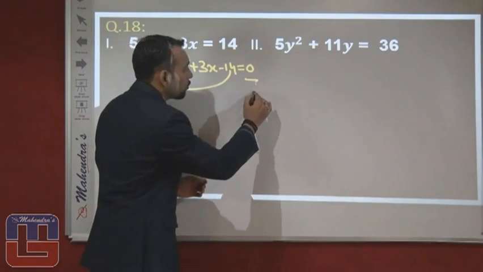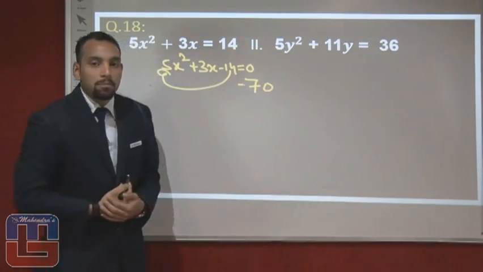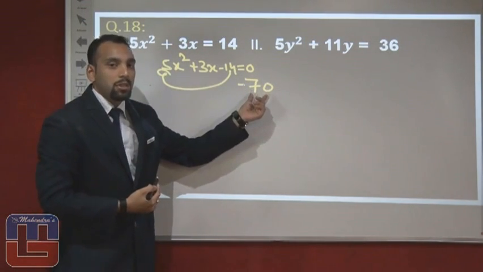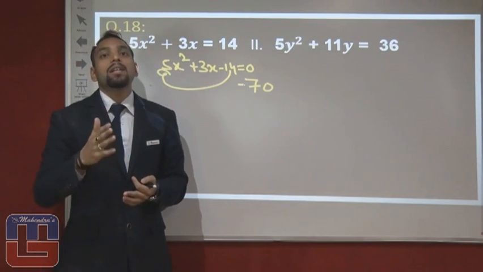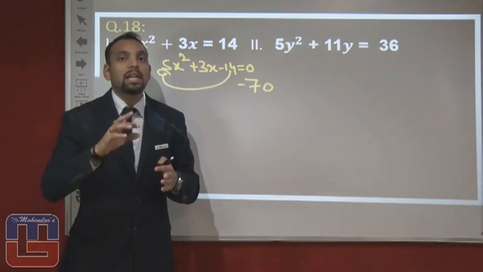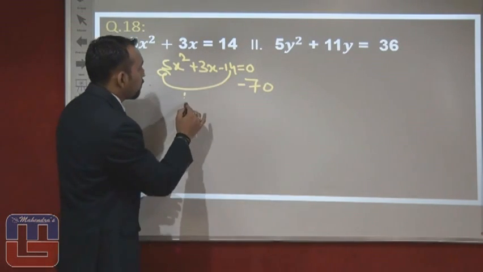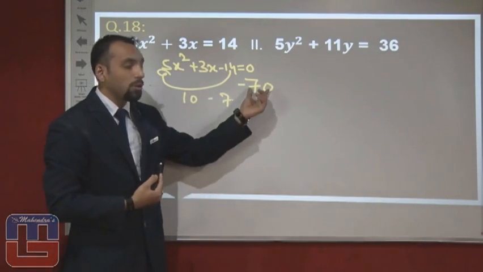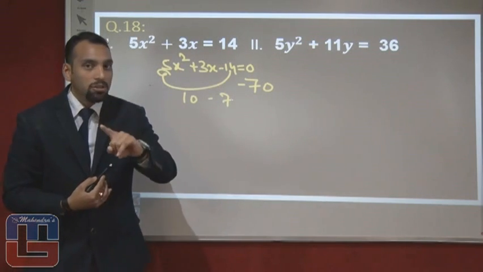It will be equal to minus 70, and the sign is also minus. Now see, 14 into 5 is 70, and here 3. 10 into 7 is 70, and 10 minus 7 will be equal to 3. So here we get the numbers 10 and minus 7. The multiplication of both numbers will be equal to minus 70, and the addition or subtraction will be equal to 3. The sign will be changed.